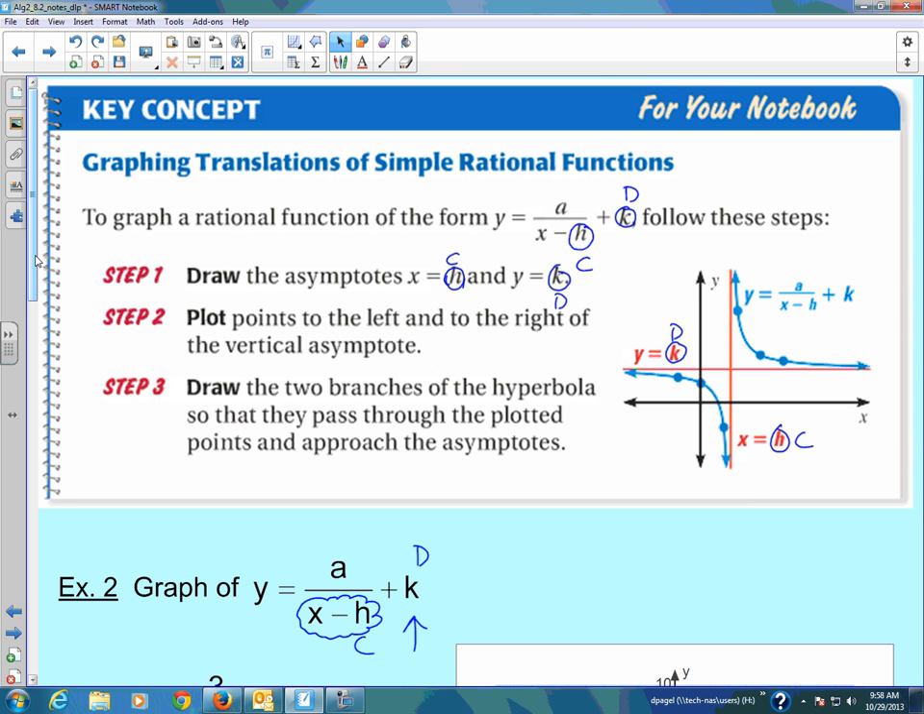So here we do the same things we've done before. We draw our vertical asymptote. How do we find our vertical asymptote? x minus h equals 0. So solve for x, you get x equals h. In this case, if we're using our variables again, x equals c.